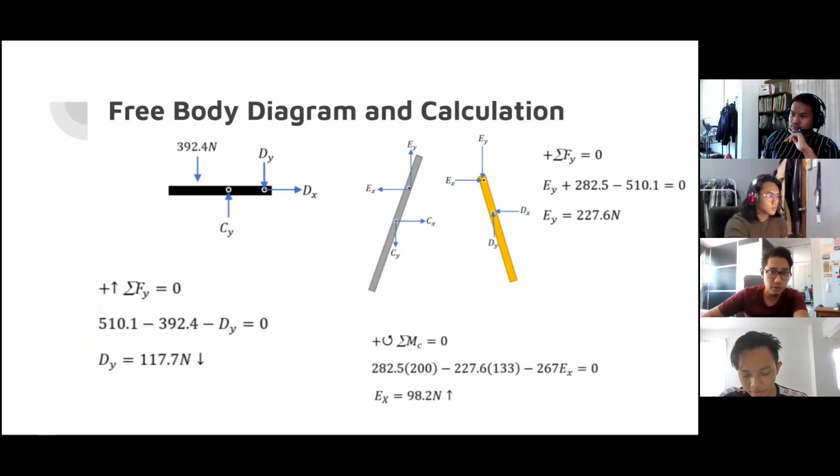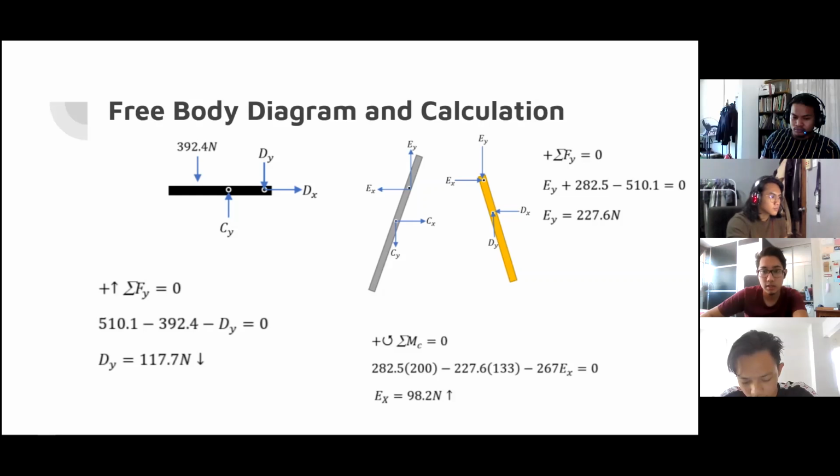So for the DC part, the total vertical force is 0. So we can say that 510.1 minus 392.4 minus dy is equal to 0. So we will get dy is equal to 117.7 Newton going downwards.